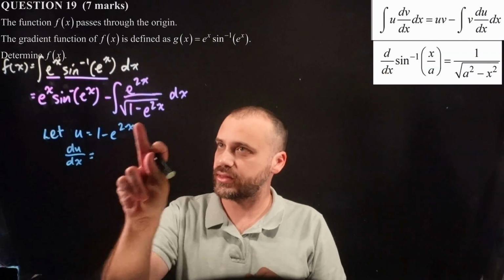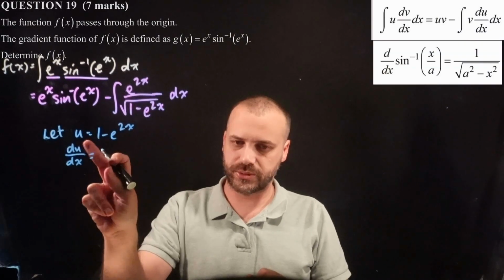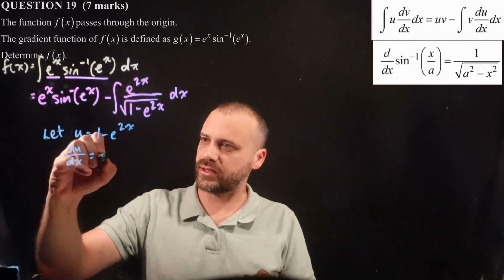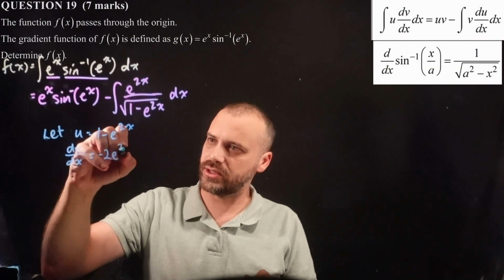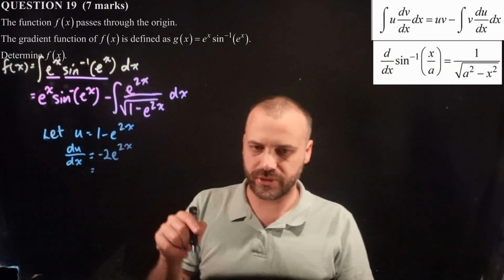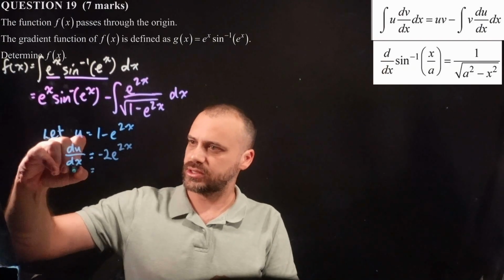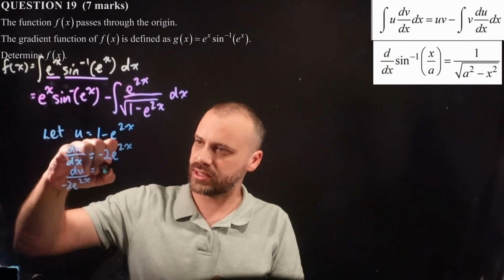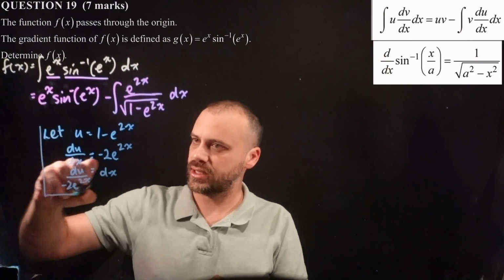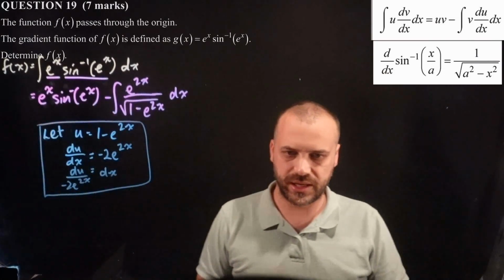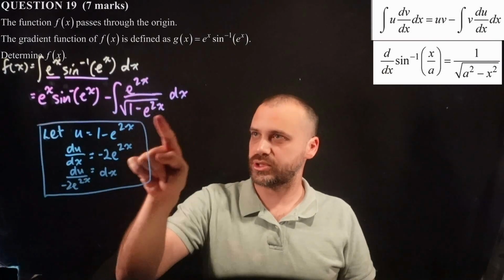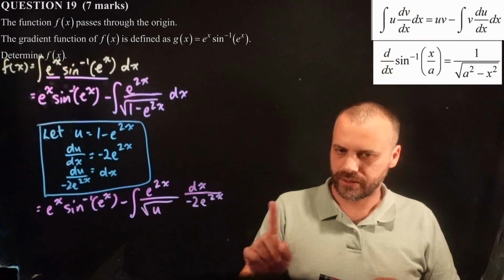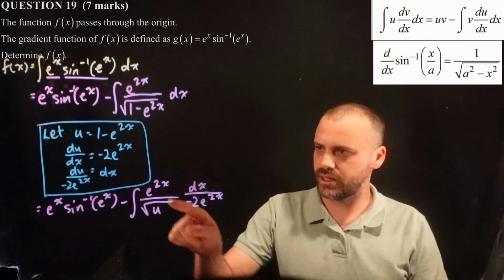So if I let this piece, 1 minus e to the 2x, equal u, du dx is going to be equal to the derivative of that, which is negative 2e to the 2x, and I can rearrange that a little bit to make du over negative 2e to the 2x equals dx. And it's this stuff here that I can now substitute into here, and hopefully I can get a nice little integral out of it.